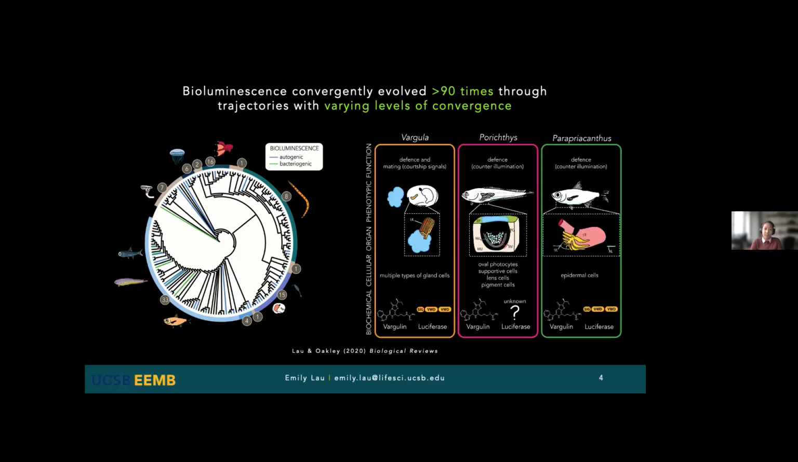Because it is a complex trait, phenotypic convergence might not extend across biological levels. For example, these 3 organisms, an ostracod and 2 fishes, produce bioluminescence using radically different organs, but use the same small molecule, vargulin, in their bioluminescence reaction.